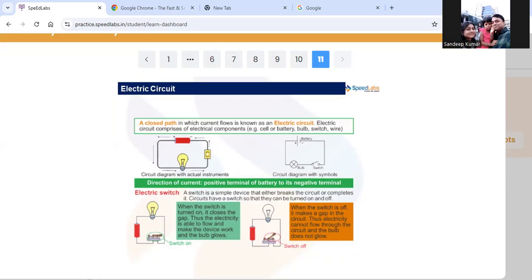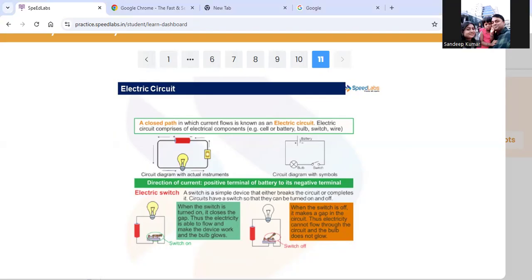Okay, so electric switch, what is an electric switch? Okay, first the direction of current: from the positive terminal of the battery to the negative terminal of the battery. You see here, whenever you connect a cell, direct current will flow from positive to negative. It will end towards negative. Is it clear? Here also.